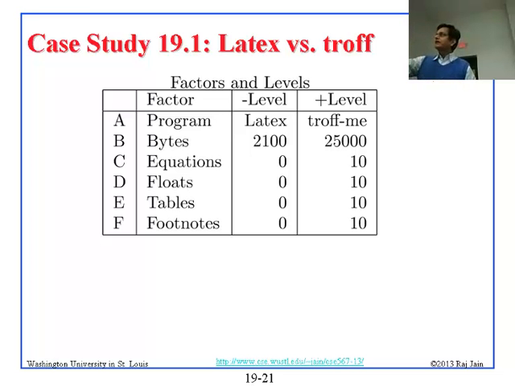And so somebody wanted to compare latex with troff. And so there are actually A, B, C, D, 6 factors they wanted to compare. 6 factors. The factors are the program itself, how many bytes is the text or the document, how many equations are there, 0 or 10, how many floats. Everybody knows what is a float. Float is a figure. 0 to 10, 0 and 10. Tables, how many tables are there, how many footnotes are there.